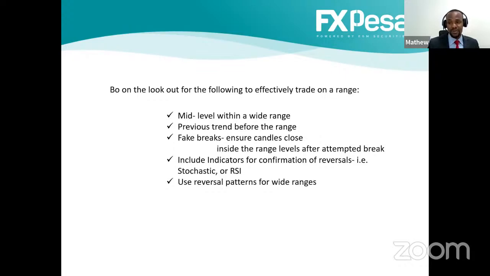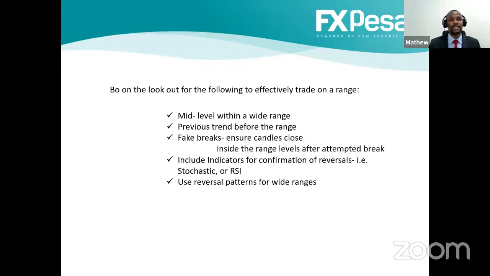Check out the previous trend before a range. There's a likelihood that the previous trend might give a likely direction after the breakout of the range. If you have been on an uptrend and then the price forms a range, there's a likelihood it could be a consolidation before a continuation to the upside if it breaks in that direction. However, it's not 100% that it has to follow the direction of the previous trend.